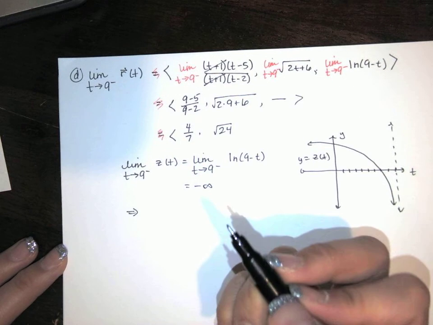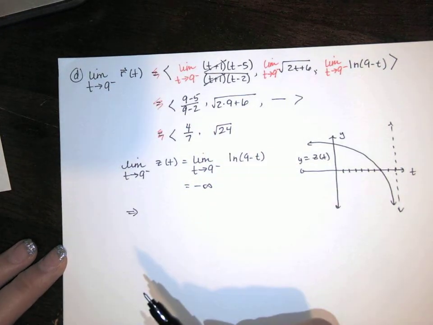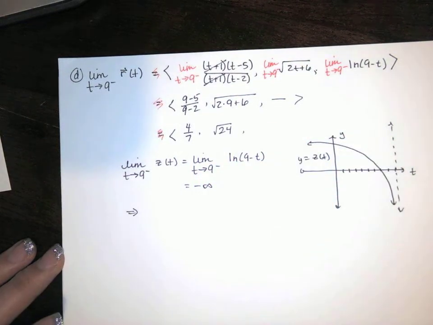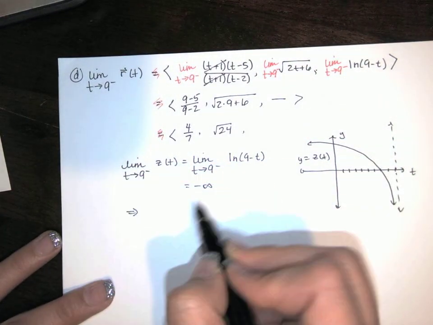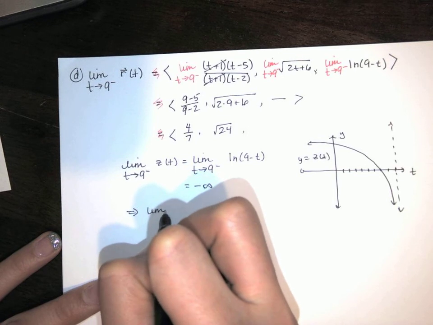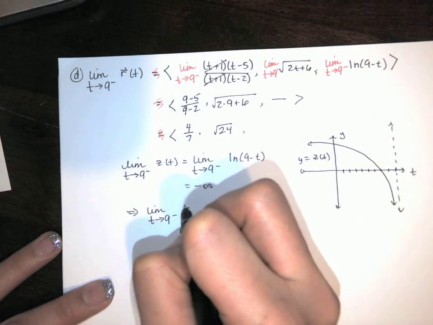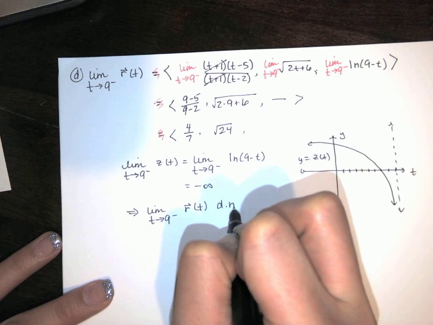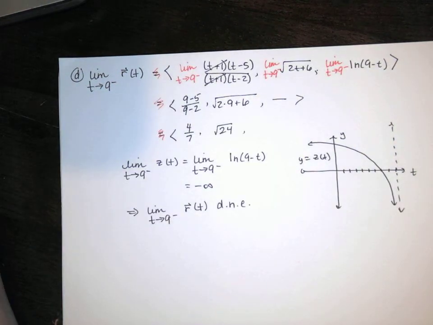So z is going to negative infinity, x is approaching 4 over 7, y is approaching the square root of 24, which can be simplified. But since this guy is approaching negative infinity, that means in general the limit as t approaches 9 from the left of r of t does not exist. And that's it for limits.